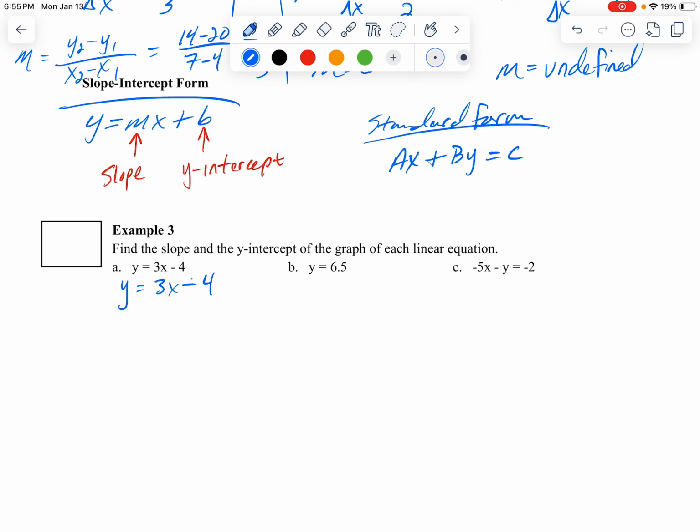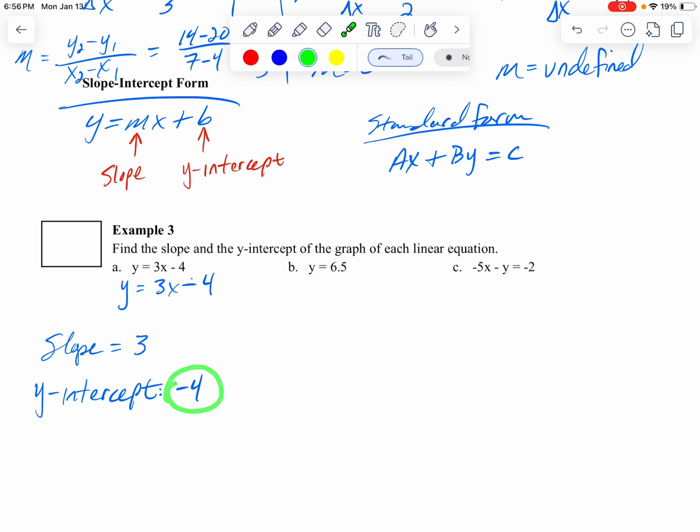So my slope is 3. And my y-intercept is negative 4. It's important to notice that I'm taking that sign with it, right? If that's a minus 4, my y-intercept is negative 4. If it's a positive 4, then my y-intercept would be positive 4.